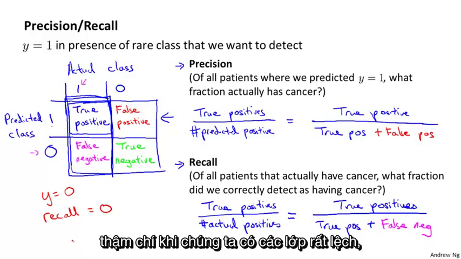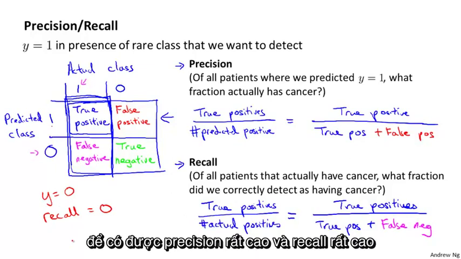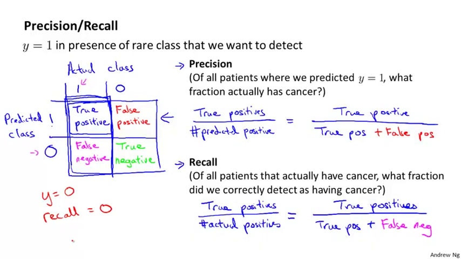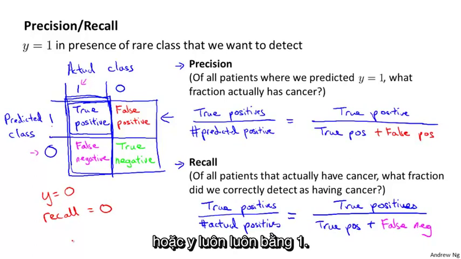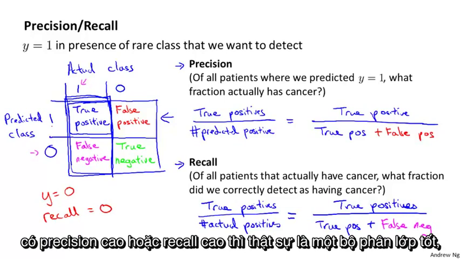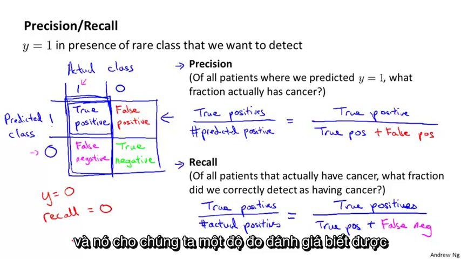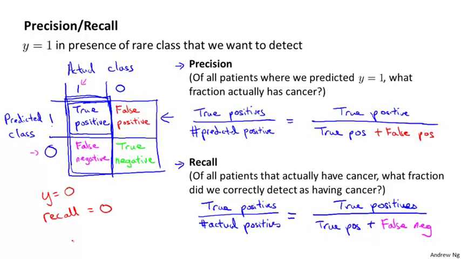More generally, even for settings where we have very skewed classes, it is not possible for an algorithm to quote cheat and get a very high precision and a very high recall by doing some simple thing like predicting y equals 0 all the time or predicting y equals 1 all the time. And so we're much more sure that a classifier with high precision and high recall actually is a good classifier, and this gives us a more useful evaluation metric. This is a more direct way to understand whether our algorithm may be doing well.